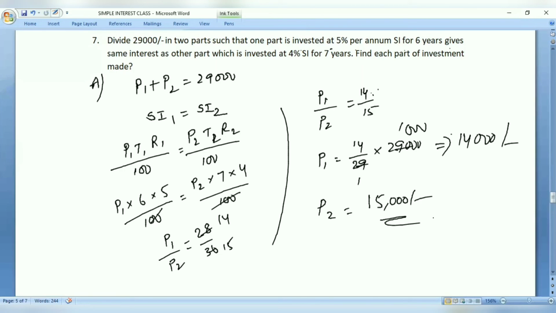Though they have given the principal, combined principal they have given. Simple interest, they are saying that the two components they have divided, simple interest from one component and simple interest from second component, both are same. This is the main equation for us to solve this question. Now let us move on to the next questions.